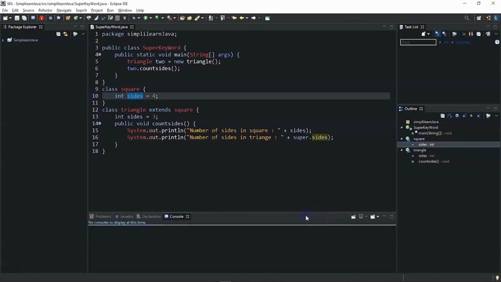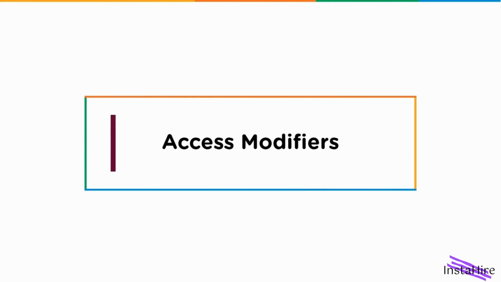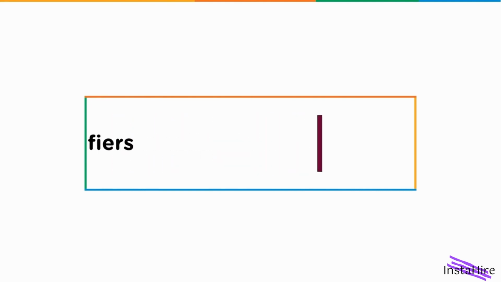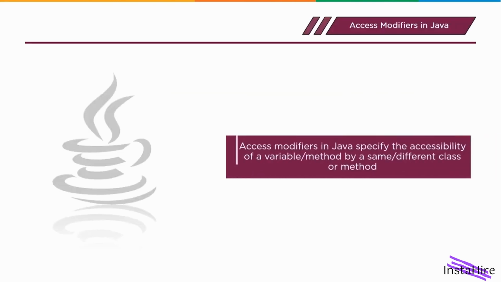Now with this, let's continue with the next topic, that is access modifiers in Java. So what exactly are access modifiers? Here goes the definition. Access modifiers in Java specify the accessibility of a variable or a method by the same or a different class or different method. Java has 4 different access modifiers.